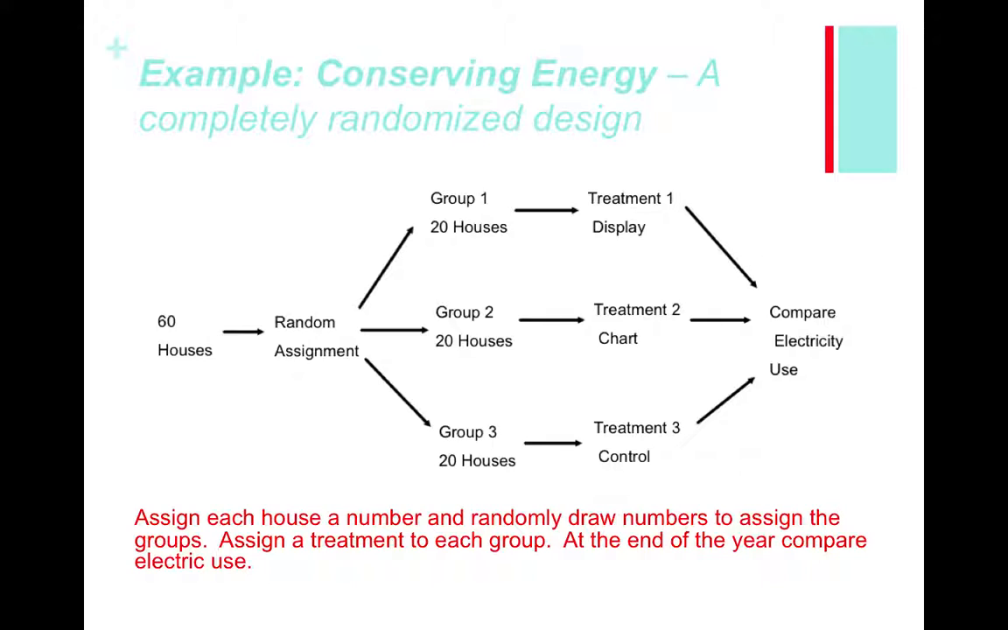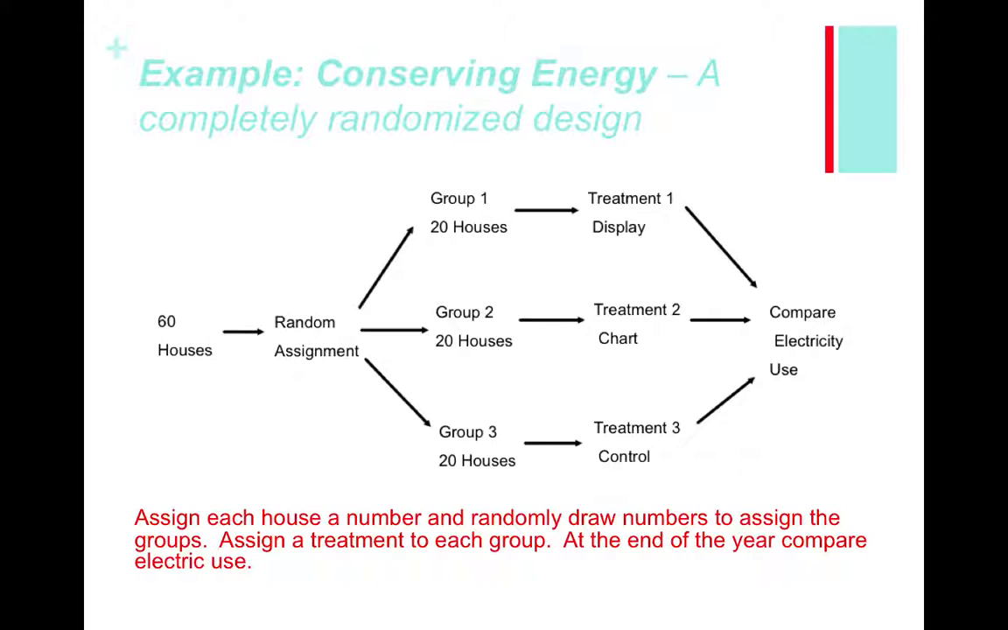So to even see if the display or the chart would actually be helpful or reduce electricity use, you have to have a control group, right? So the control group is doing nothing, right? They're doing everything that they would do the same. Then you're going to have group one, so that would be group three, right?